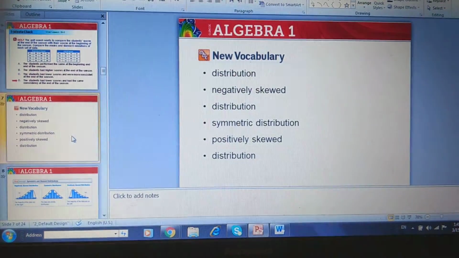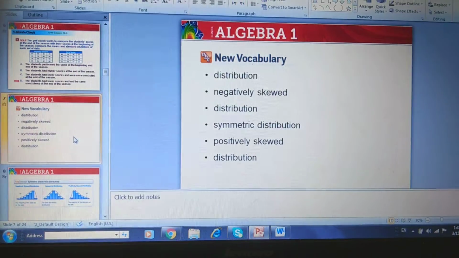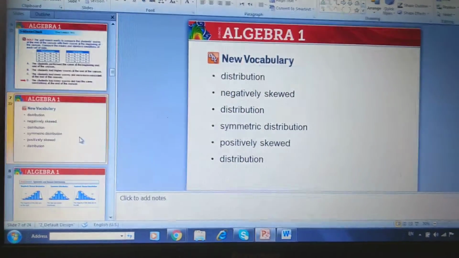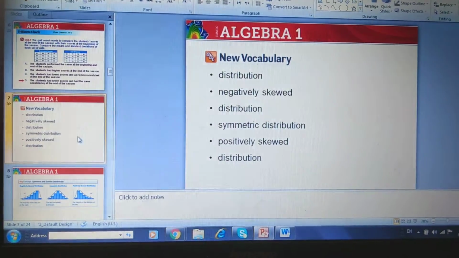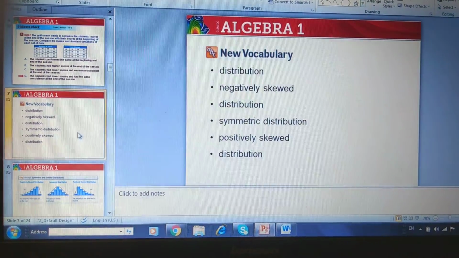We go to our lesson, which is distributions of data. We have new vocabulary, which is distribution, negatively skewed distribution, positively skewed distribution, and symmetric distribution.